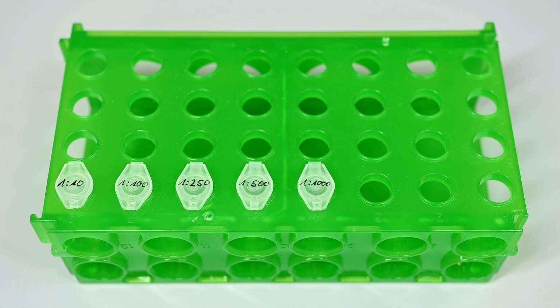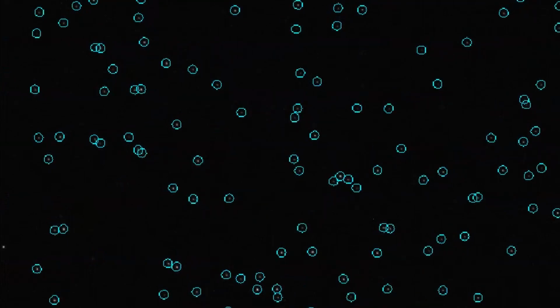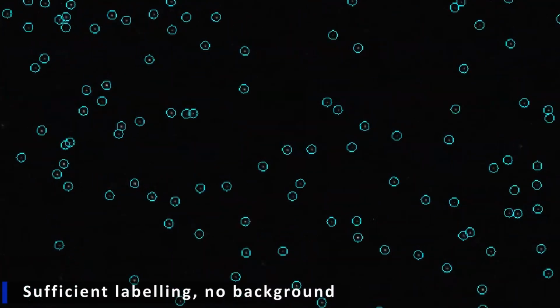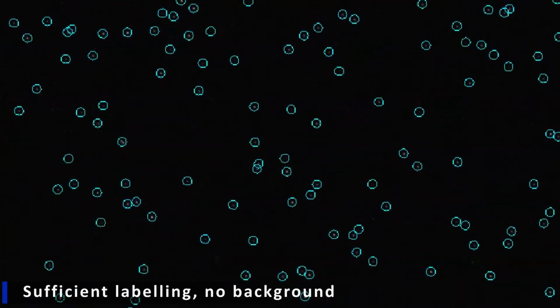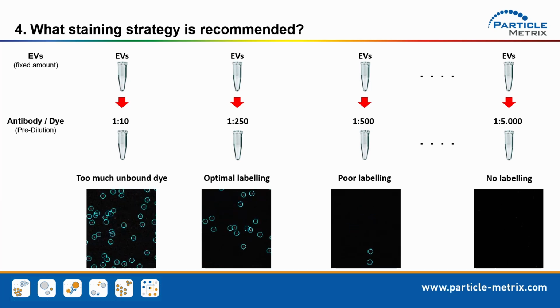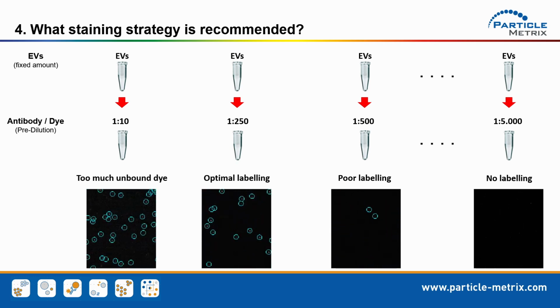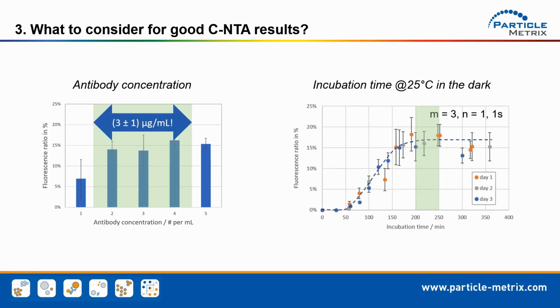Optimization should be done in a way that only the labeled particles can be seen in the live view in sufficient numbers, and the concentration of unbound dye or antibodies is below the detection limit of the ZetaView instrument. That means, in most cases, pre-dilution of the dye or antibody for the labeling reaction is highly recommended. Optimization does not only refer to the adaptation of the antibody-vesicle ratio, but also in general to antibody concentration, incubation temperature, and also incubation time.